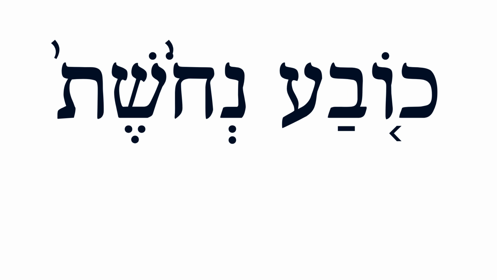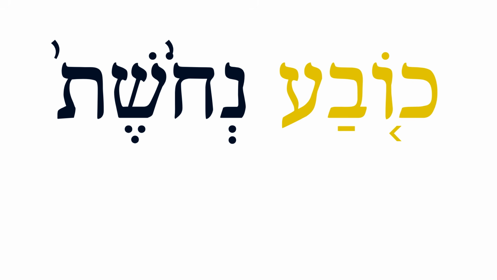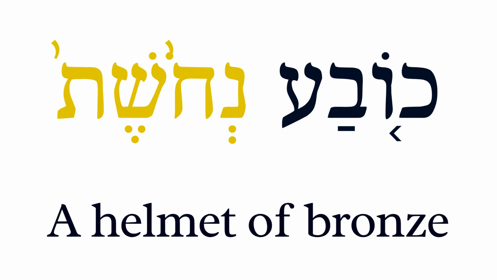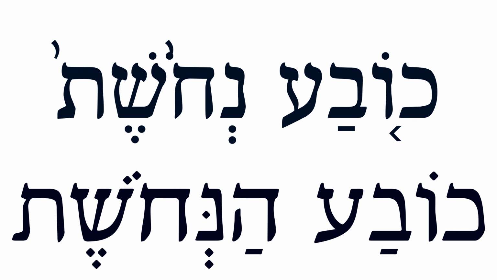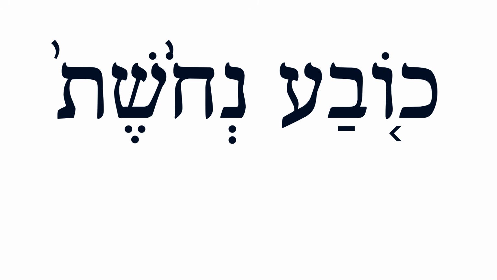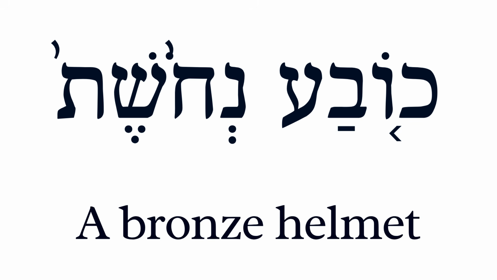For example, Goliath wore gova nechoshet, a gova, a helmet of nechoshet, bronze. This phrase is not gova ha-nechoshet, just gova nechoshet, with no definite article. So it just means a bronze helmet. And this is not to say that the only way for a word to be definite is to have ha. There are actually three ways for a word to be definite.